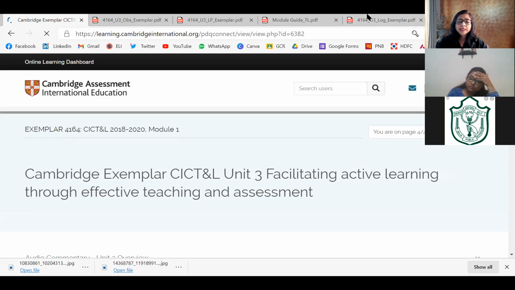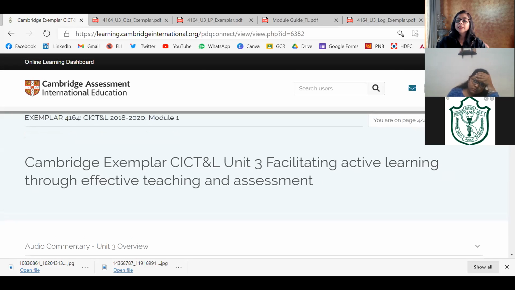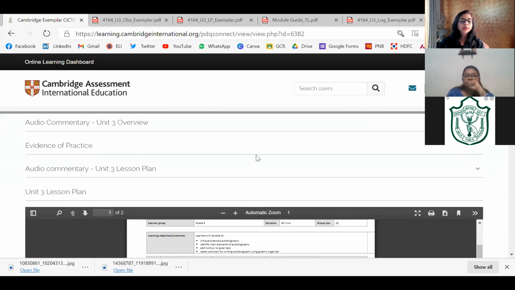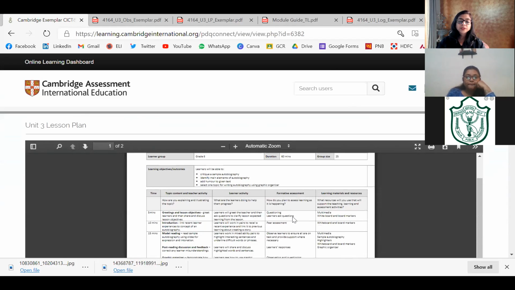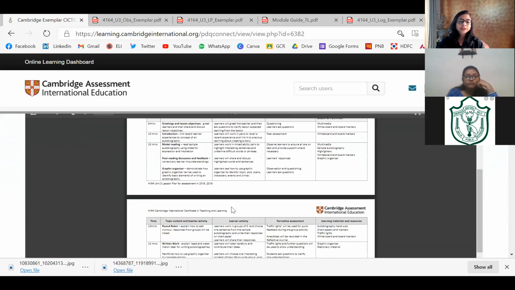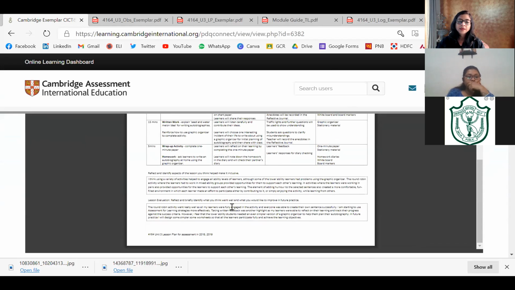Now, unit 3. In unit 3, if you remember, we did the sequence of lessons. We said that we will create a sequence of lessons, at least 3 lesson plans in sequence, right? And in that, you have to get any one of them observed. Whichever you get observed, that particular lesson plan has to be uploaded over here.